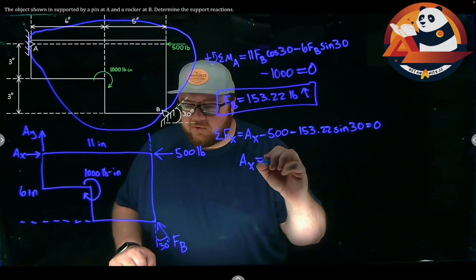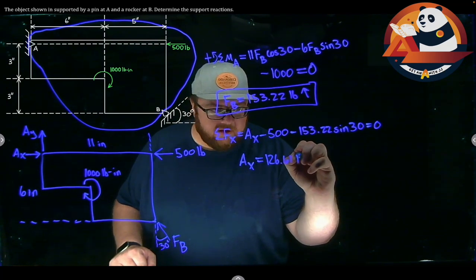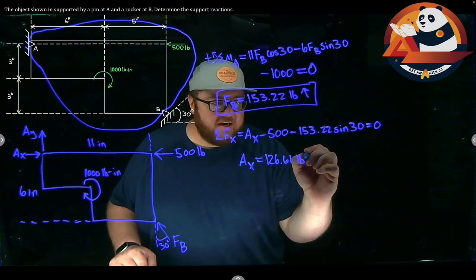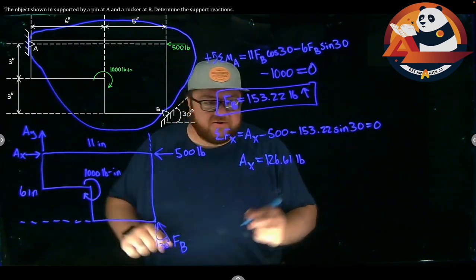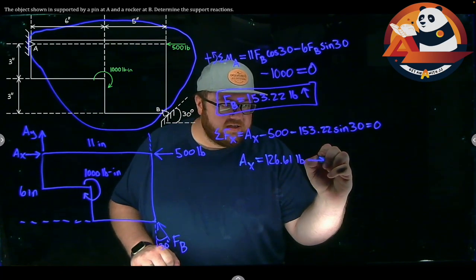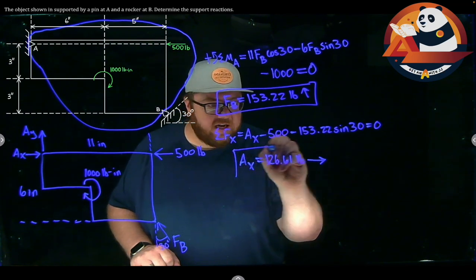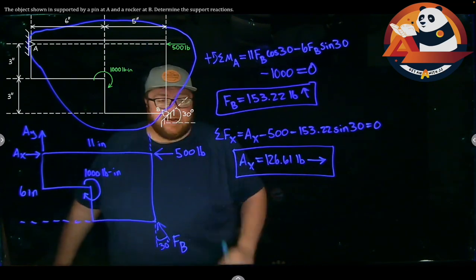AX is 126.61 pounds. I get a positive number for AX when I solve this equation. That means in my free body diagram, I guessed the correct direction. It is going to the right. So we get magnitude and direction in our answer statement for our support reactions. That'd be my second answer.